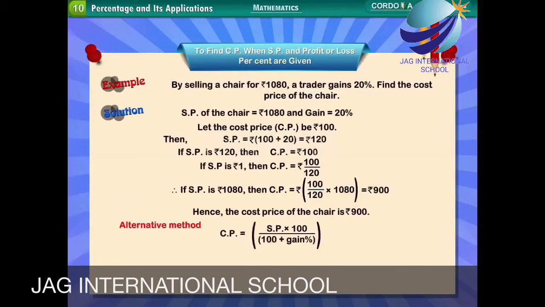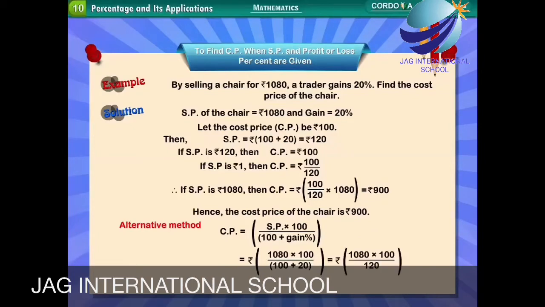Alternative method: CP = SP × 100/(100 + gain percent) = rupees 1,080 × 100/(100 + 20) = rupees 1,080 × 100/120 = rupees 900. Hence, the CP of the chair is rupees 900.